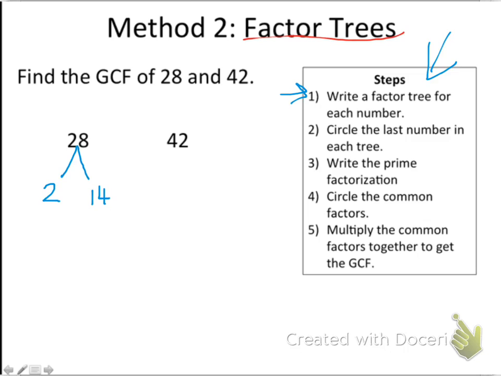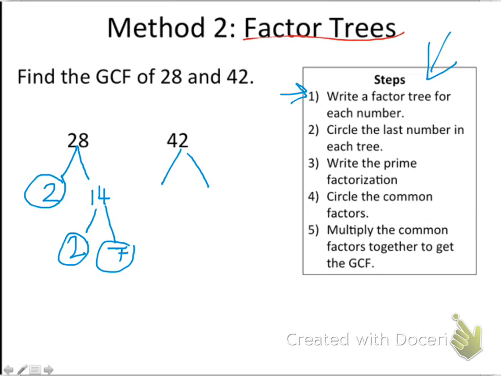Now 2 is a prime number, so we know we're done with it, so I'm going to circle it. 14 is divisible by more, so we're going to divide again, and again by 2, and 2 times 7 gives 14. I circled the bottom numbers because they are the prime numbers, and they are the end of our factor tree. Let's do the same thing for 42.